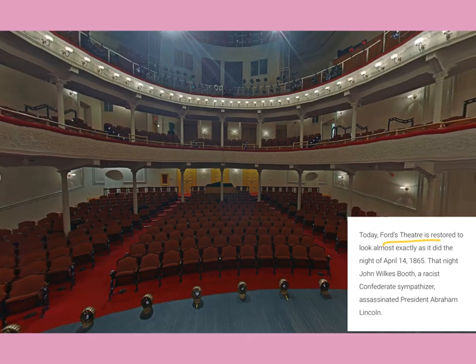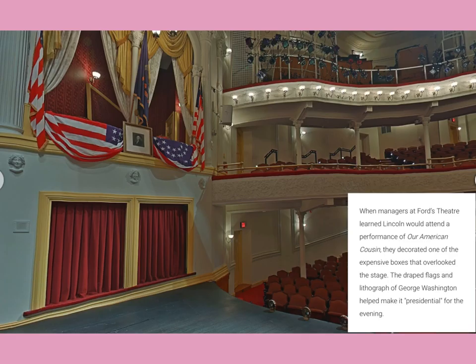And this one gives you the panoramic view, and you could see this is what it would be like to be standing on stage and looking out at the crowd. And then you can get your facts here. So Ford's Theater is restored to look almost exactly as it did the night of April 14th, 1865. That's when Abe Lincoln was assassinated. That night, John Wilkes Booth, a racist Confederate sympathizer, assassinated President Abraham Lincoln. And then here's the booth.